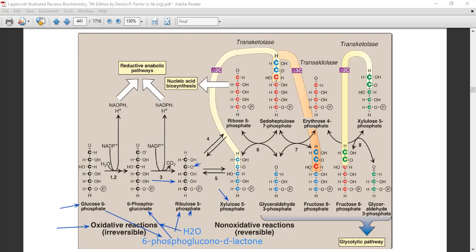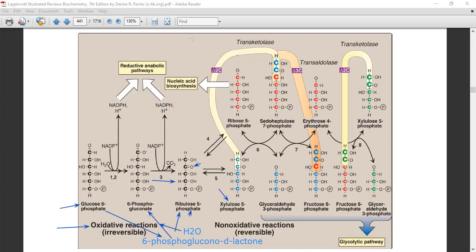Sorry, it is not a 4-epimerase, it is a 3-epimerase. I'm confusing it with the epimerase in the Leloir pathway. I will also look at the Leloir pathway. So it is a 3-epimerase. It changes the position of the hydroxyl group.